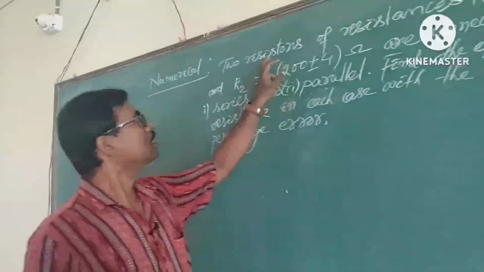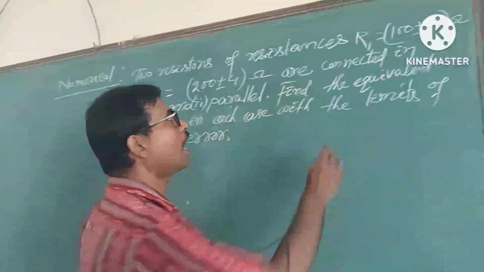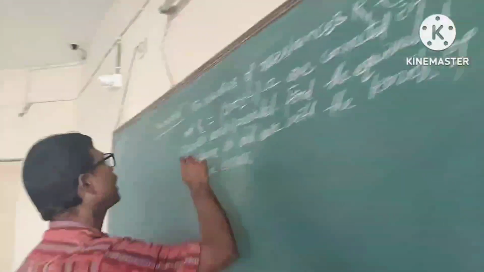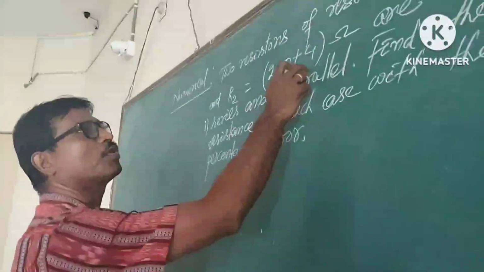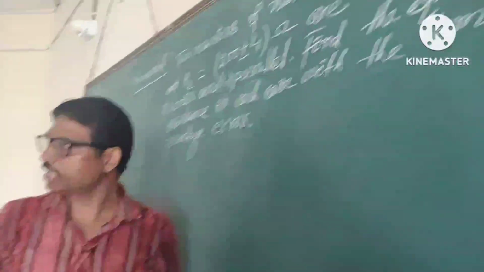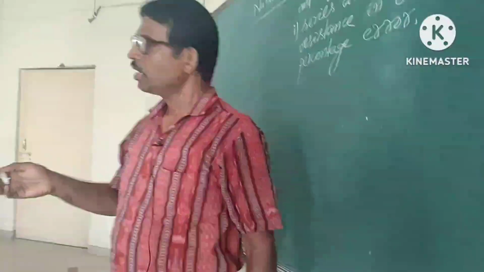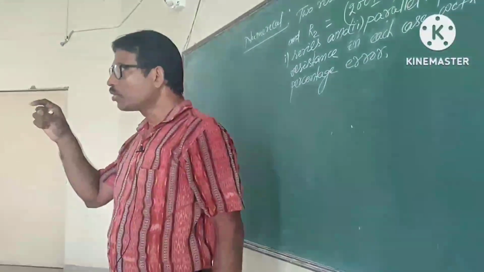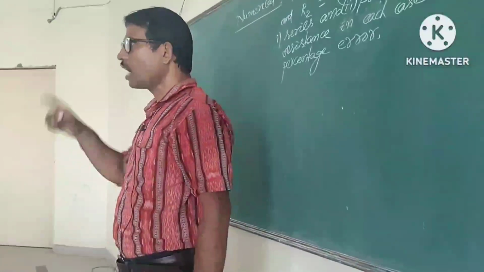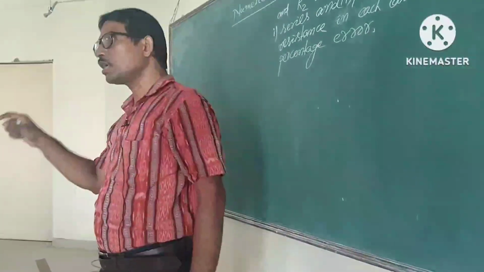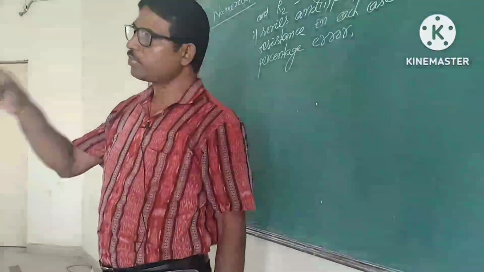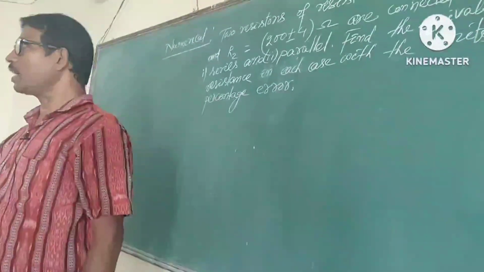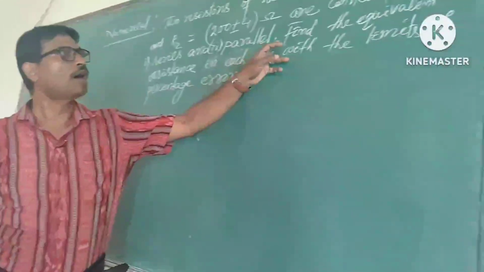Two resistors of resistances R1, 100 plus minus 3 ohm, and R2, 200 plus minus 4 ohm, are connected in series and parallel. I think you have read in class 10th series combination, parallel combination. When two resistances are connected in series, Rs is equal to R1 plus R2. But when they are connected in parallel, the reciprocal, 1 by Rp is equal to 1 by R1 plus 1 by R2. Now the question is, how can you know?